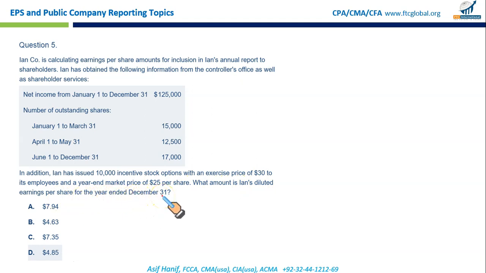Now, these 15,000 shares stayed outstanding for 3 months, January, February, March, so give them the weight of 3 out of 12. Then the next number of shares, April to May 31st, 12,500, remained outstanding for 2 months out of 12. And the last, June to December: June, July, August, September, October, November, December, is 7 months. So 7 out of 12. If you calculate these numbers, the first computation gives you 3,750, the second 2,083, and the last one gives you 9,917.